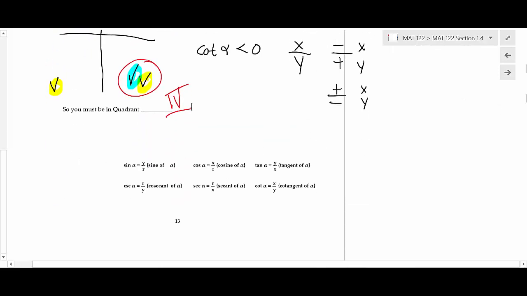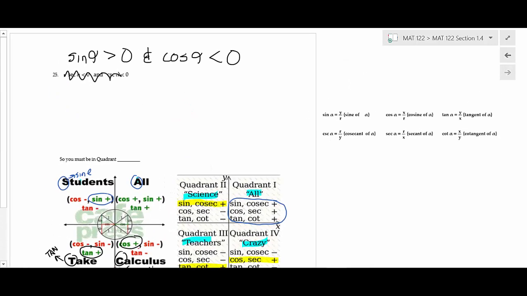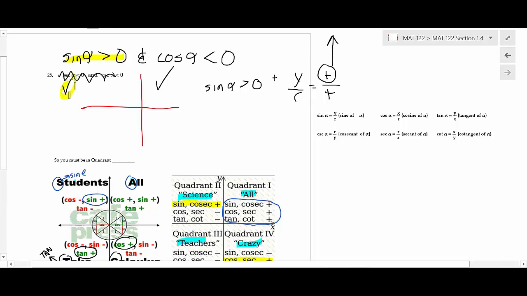Okay, next thing we want to look at on the next page, let's see if we did this one okay to finish this up. The sine, think about where the sine's positive. The sine's y over r. R is always positive, so the question is, where is y positive? Y is positive up. So you would be there or there. So right now you've narrowed it down to either 1 or 2.